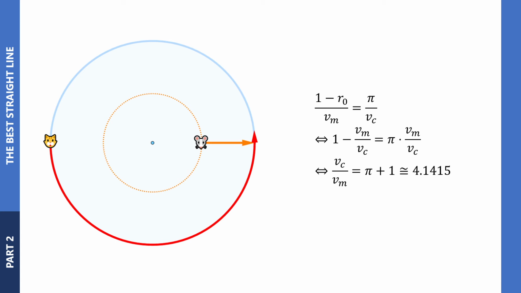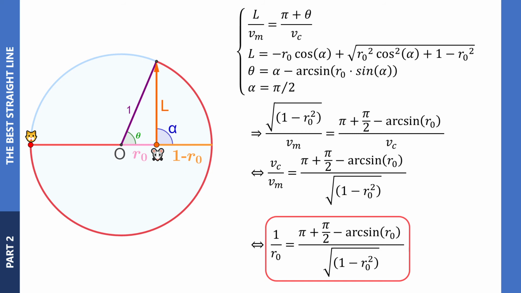what they foretold. For the best solution, we can recall the equation we previously derived. L over Vm is equal to pi plus theta over Vc. Replacing L and theta by their values and replacing alpha by pi over 2, we obtain, after a little bit of algebra, the equation on the slide. Unfortunately, this equation is non-analytical.